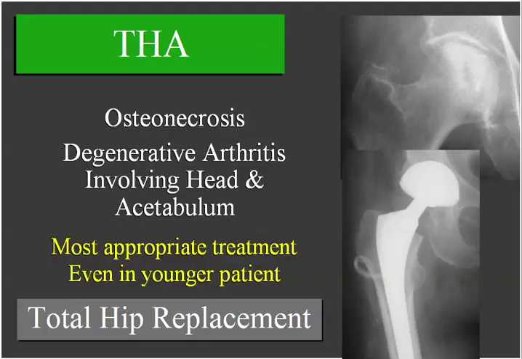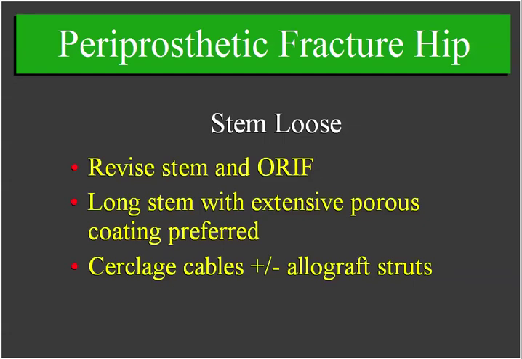Patients with osteonecrosis or degenerative arthritis, the most appropriate treatment, even in younger patients, is total hip replacement. That was an in-training question. If you have arthritis, you should resurface both areas.